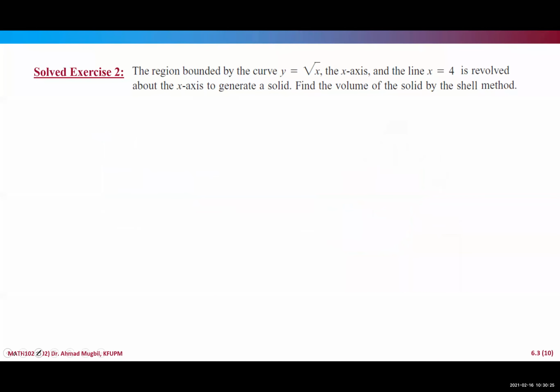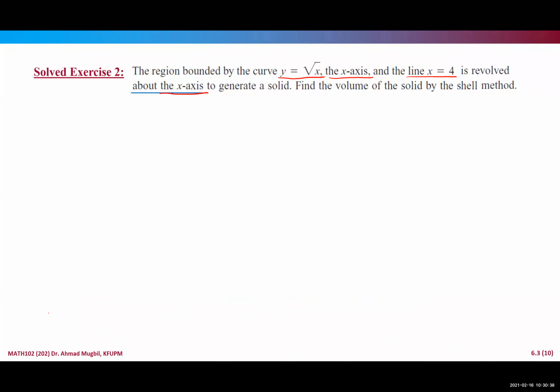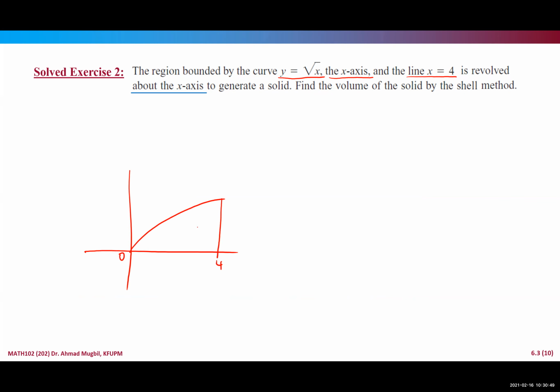Let's take another one. The same example, the same region, but this time it is rotated about the x-axis. Here it was rotated about the y-axis. Now the axis of rotation is the x-axis. What will be the difference? Let's see together, Shabab. This is the region. This is 4, this is 0. You remember the region from the previous example. And this time, this is the axis of rotation, the x-axis.